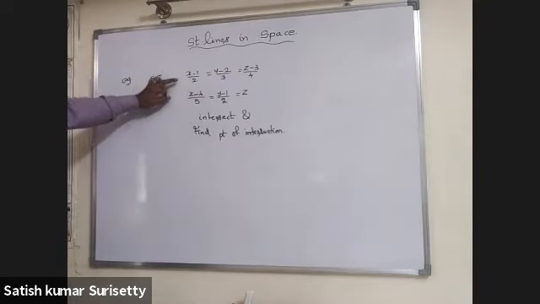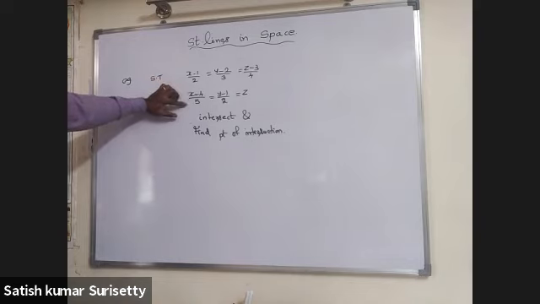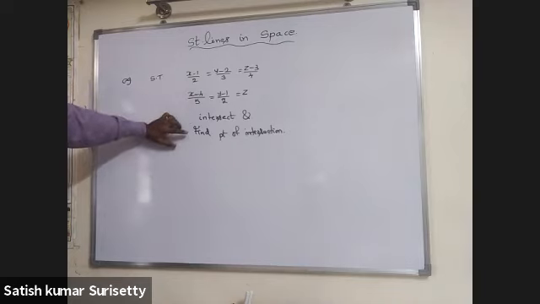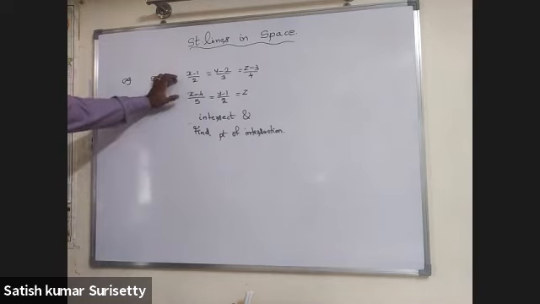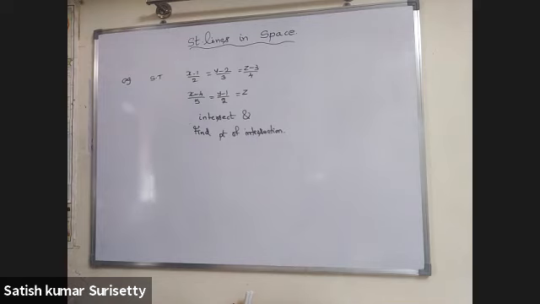Show that the lines (x minus 1) upon 2 equal to (y minus 2) upon 3 equal to (z minus 3) upon 4, and (x minus 4) upon 5 equal to (y minus 1) upon 2 equal to z, intersect, and also find the point of intersection. So take any point on line 1, take any point on line 2 and equate them, and then solve for lambda and mu.